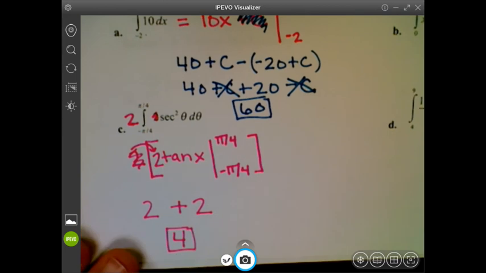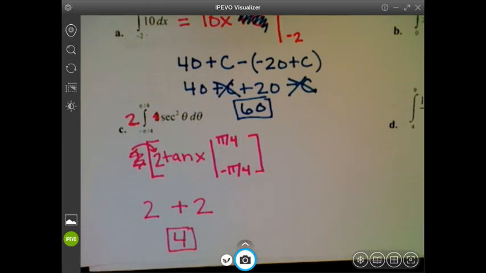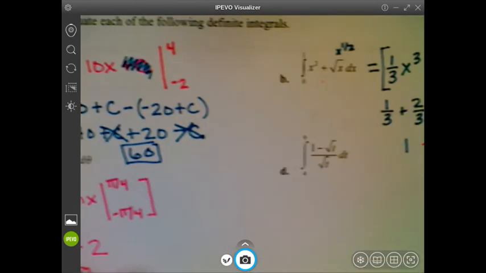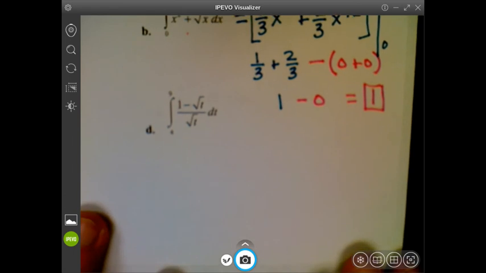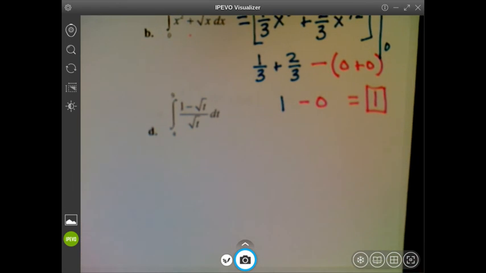So 2 plus 2 is 4. So the area underneath of this 2 secant squared theta d theta curve from negative pi over 4 to pi over 4 is actually just a nice number, 4. All right, I'm going to have you hit pause and see if you can do part D on your own. So hit pause. When you're ready, hit play, and I will show you the solution that I got.